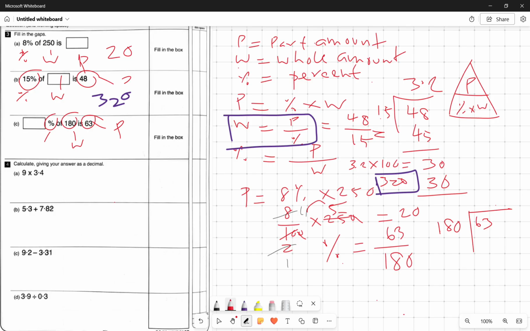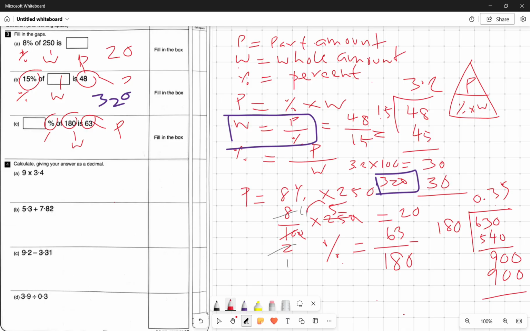So 63 can't go by 180. I can put the decimal here and I put 0 here as well. And 18 times 3 is 54, so 180 times 3 is 540, and then 630 take away 540, you will get 90. I put one more 0. Now 180 times 5 is 900. If you know the timetable, 18 times 5 is 90.